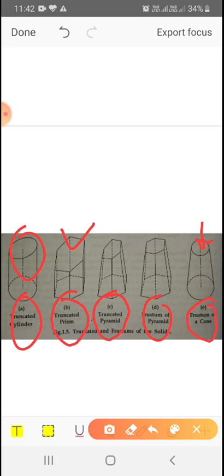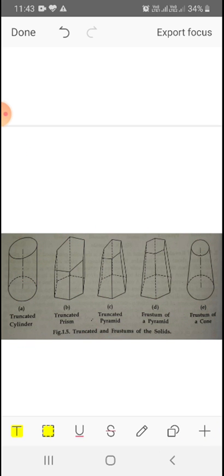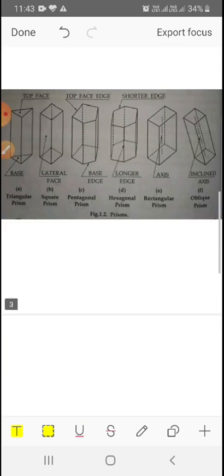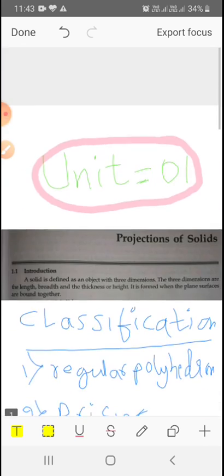I hope you understand the meaning of truncated and frustum of solids. Truncated solids are those where the solids are cut such that the cut surface is inclined to the base. A frustum of solids is when a pyramid or cone is cut such that the cut surface is parallel to the base. I hope you understand these different types of solids, that is, the classification of solids.